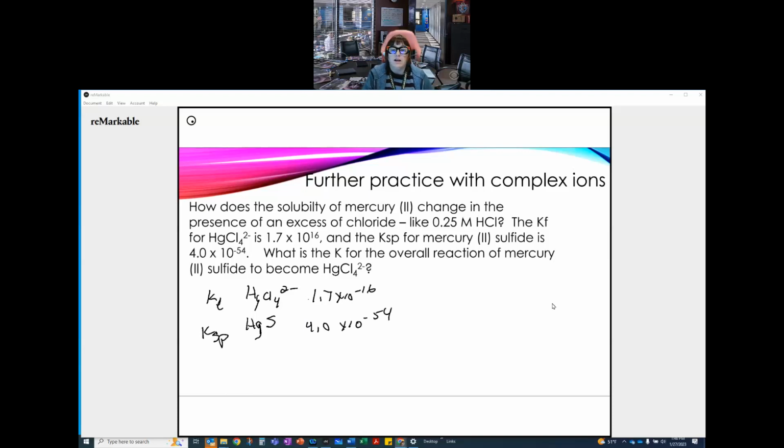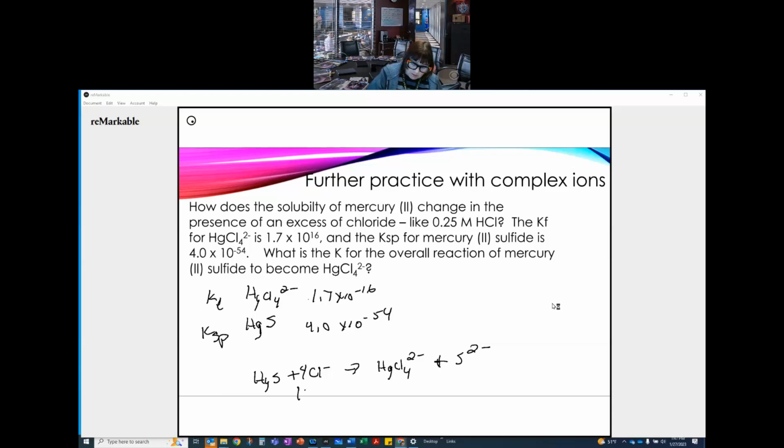It's really tiny. And so if we wanted to find a K for the overall reaction of HgS plus some chloride going to become HgCl4 2 minus plus S2 minus. We need to make sure that we're balanced. I have one Hg, one S, one S, so I need to have 4 of those there. So that's my overall process.